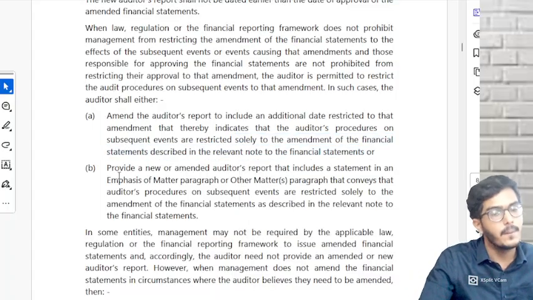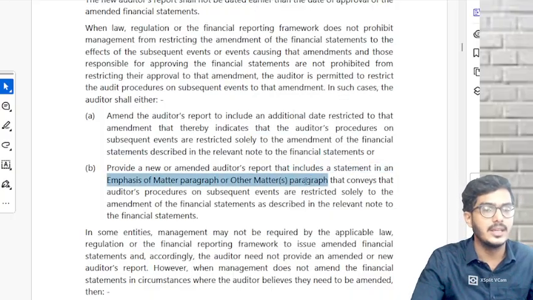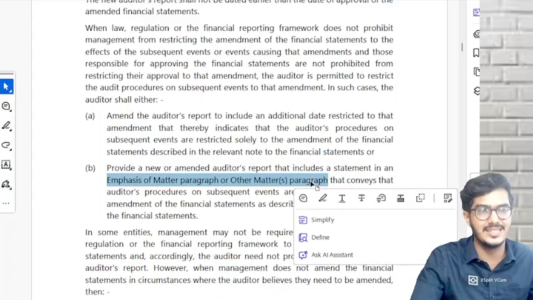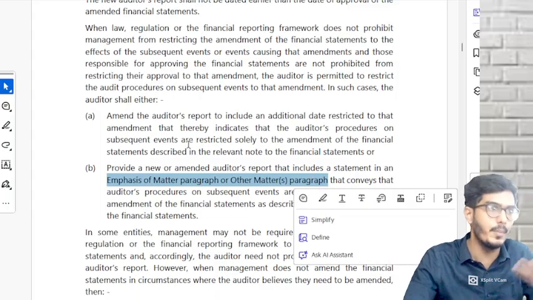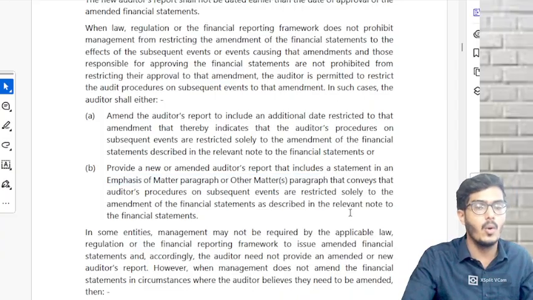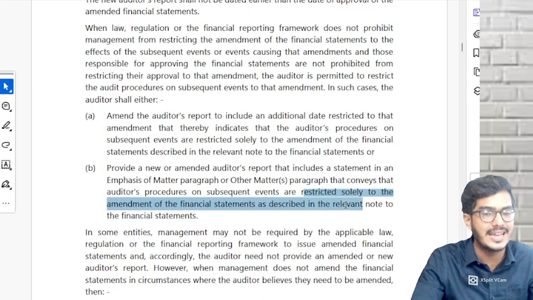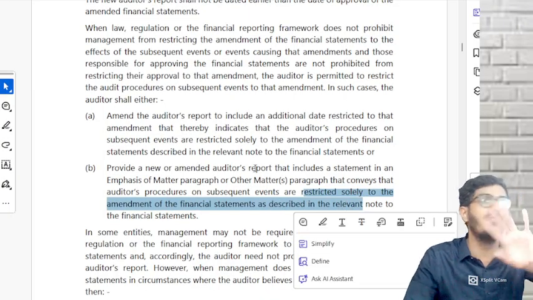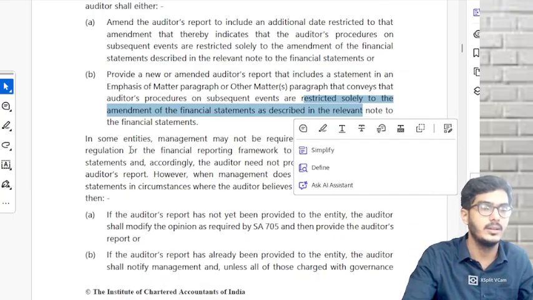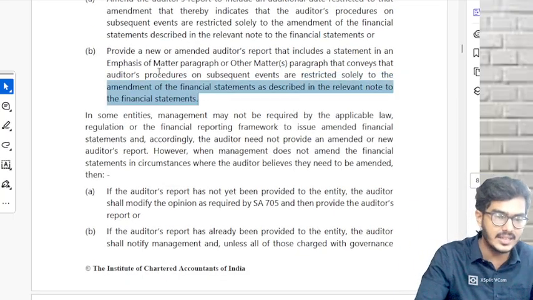Or the second option is to provide a new report that includes a statement in which paragraph? EOM or OM paragraph, depends. EOM if it is disclosed in the FS, OM if it is not disclosed. In EOM and OM, always write that they are restricted solely to the amendment of the FS as described in the relevant note. Other facts are not considered. Any doubt?